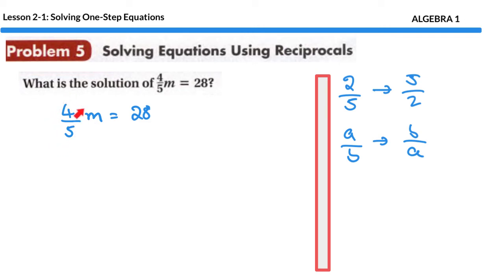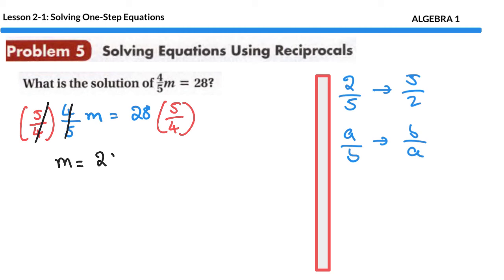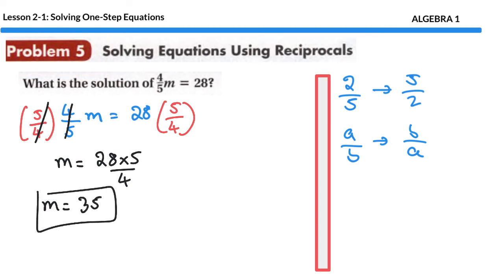Now how will I remove a fraction? By multiplying by its reciprocal on both sides. What is the reciprocal of 4 over 5? It's 5 over 4. So I multiply on both sides by 5 over 4. We also learned in the previous lessons that when a number and its reciprocal are multiplied, the product is always 1. So this is 1. So we are left with m is equal to 28 times 5 over 4. And that is how much? 35. This is the solution of the equation.